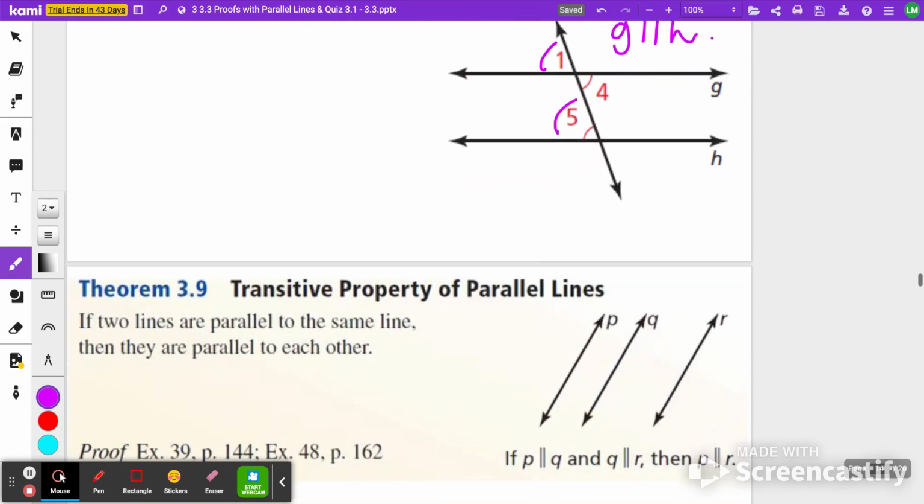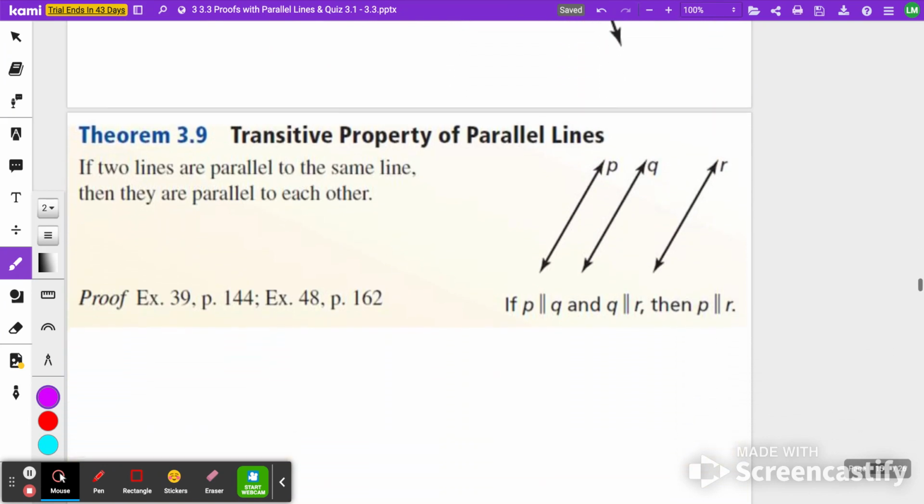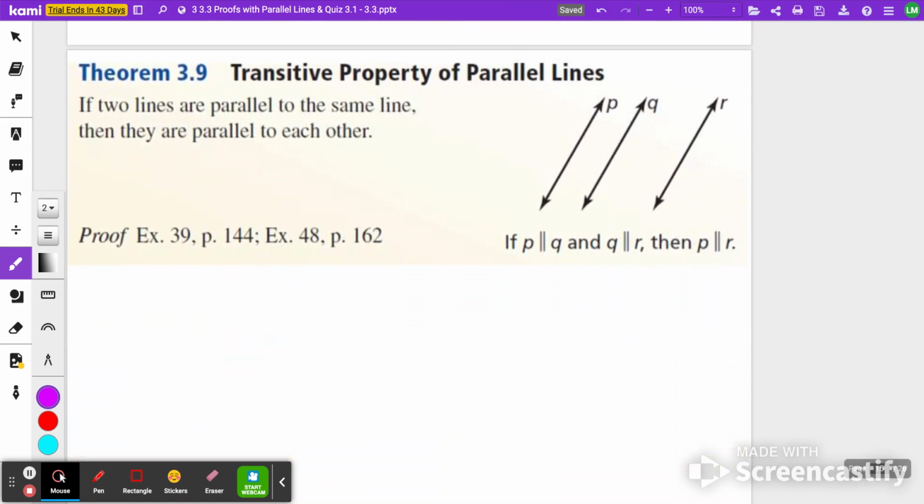Okay? The last theorem we're going to visit with is theorem 3.9, and that's the transitive property of parallel lines. That means when you have more than 2 parallel lines, then they can be parallel to the other line. So if 2 lines are parallel to the same line, then they are parallel to each other. So for example, P is parallel to Q and Q is parallel to R. That means P can be parallel to R. Remember, this is where we find the middle piece that's connecting both ideas.